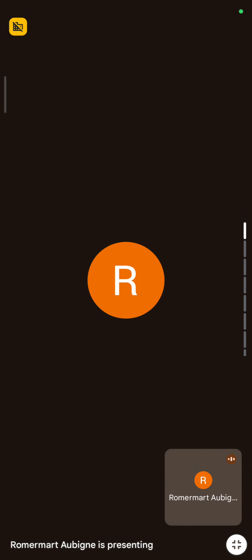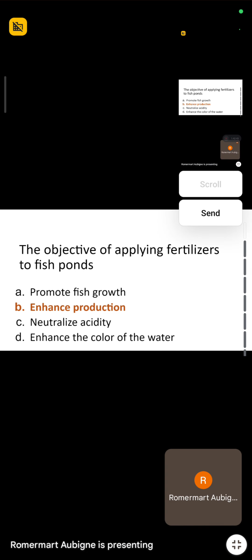Next, the objective of applying fertilizer to fish ponds. So fisheries naman, no? What is the objective of applying fertilizer to the fish pond? A. Promote fish growth. B. Enhance production. C. Neutralize acidity. D. Enhance the color of the water. Why do we apply fertilizer? Because we want to enhance the production.